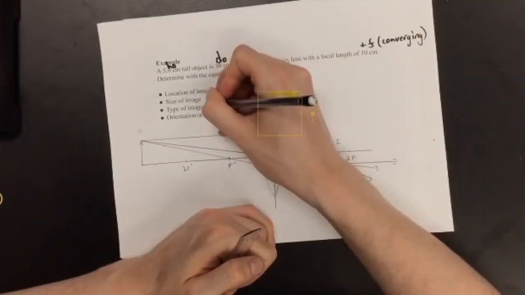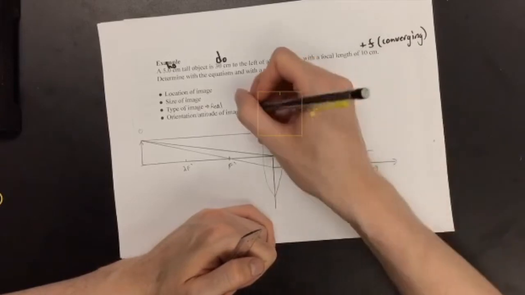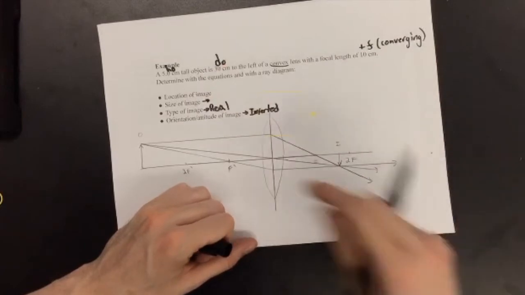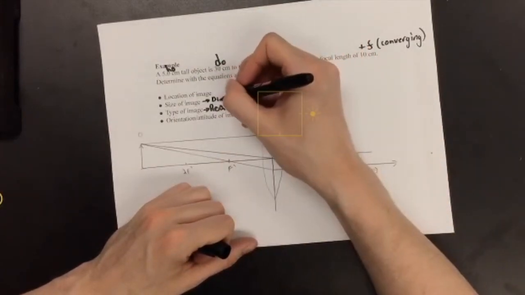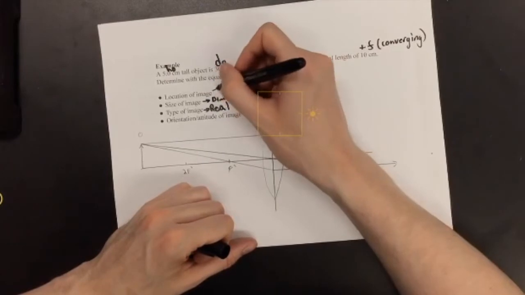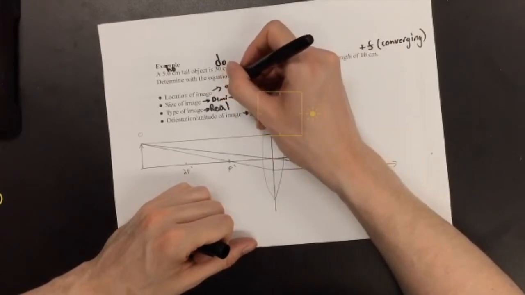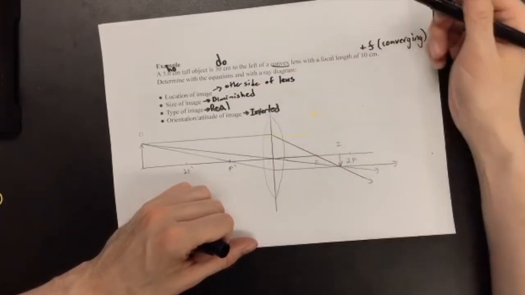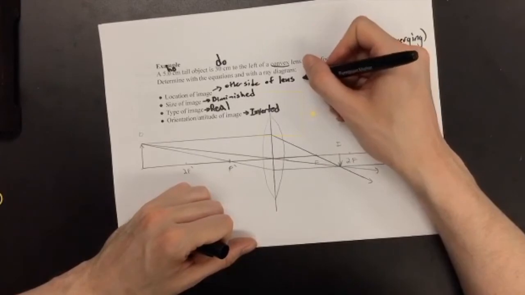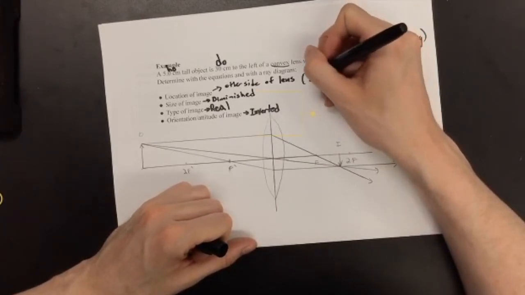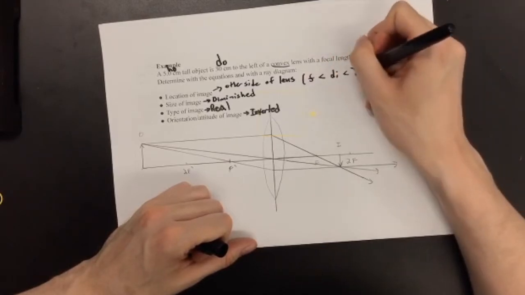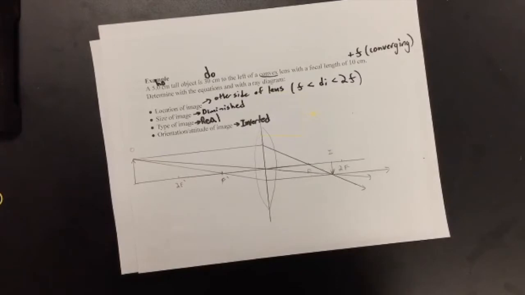So type of image, real. Orientation or attitude, inverted. Okay. Size of image, we don't know the actual number, but we can tell that it's definitely diminished. Smaller, in other words. Okay. Location, we don't know the actual number, but it's on the other side of the lens. That's how we knew it was real. Well, we knew it was real because real rays were converging, but that helps us know for sure, right? Way of thinking about it. And it's between the focal length and twice the focal length. So the focal length is less than di, which is less than 2 times the focal length. So we can really check the numbers with our math. I'll go ahead and do that now on the board.